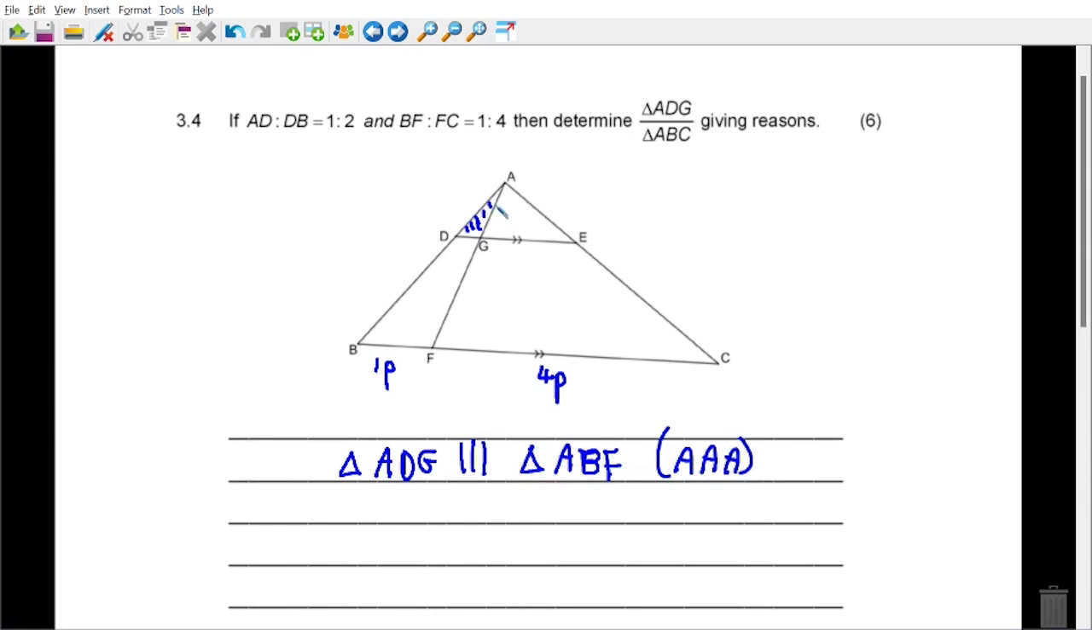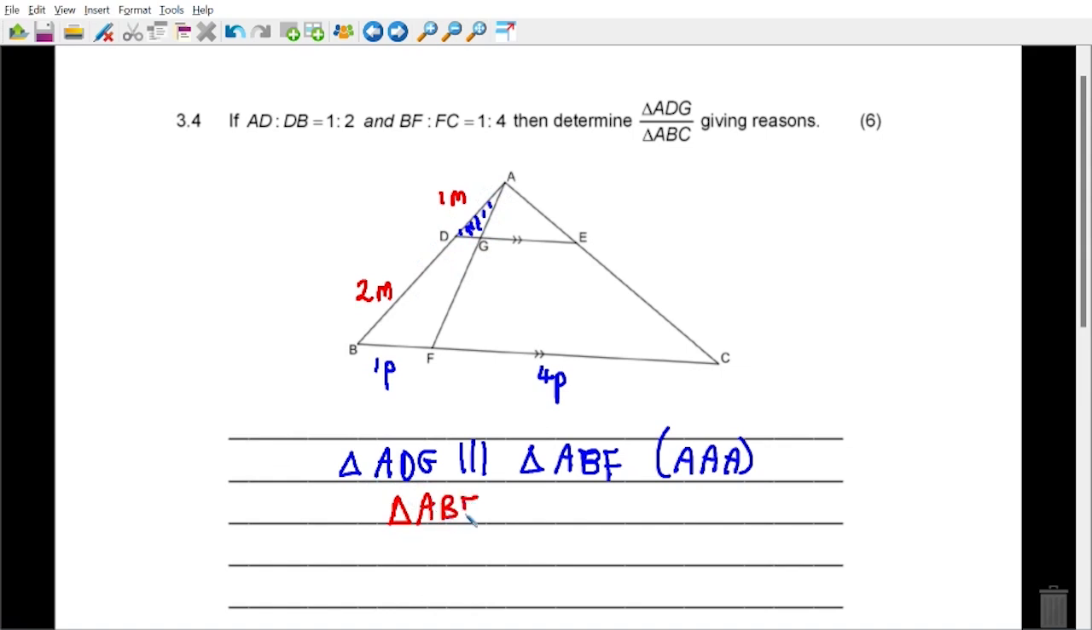We've got a common angle up at the top here. We've got a corresponding angle there and a corresponding angle there. Okay. Now, what we also know is that AD to DB is 1 is to 2. So this is, for example, 1m and DB is 2m. Now, if we look at the ratio of the sides of these two similar triangles, they're actually 1 as to 3.